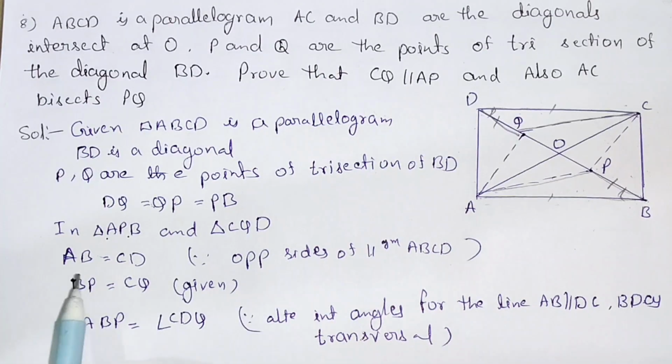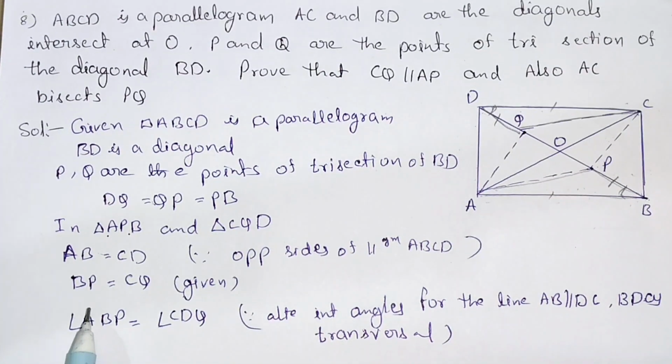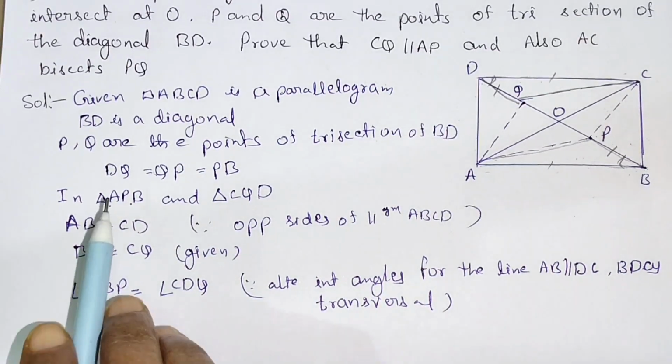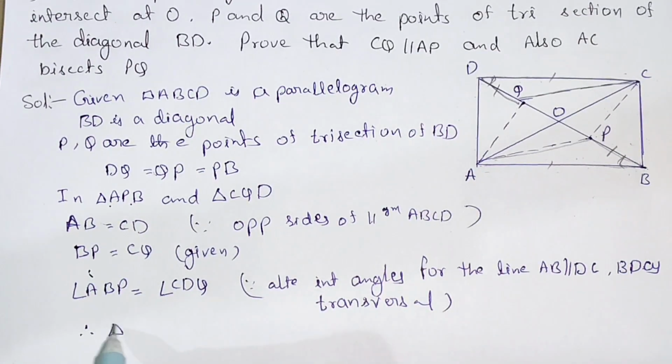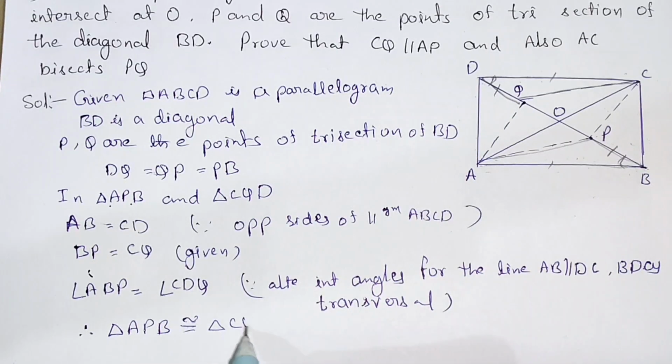So these two are equal. Here two sides are equal and one angle is equal, meaning these two are congruent. Therefore, triangle APB is congruent to triangle CQD. These two triangles are congruent.